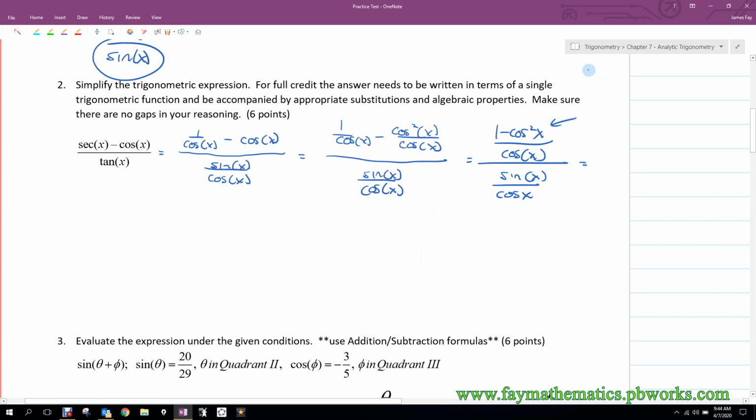That top there, from sine squared x plus cosine squared x equals 1, we can rewrite that top as sine squared x. And now fraction divided by fraction, so multiplied by reciprocal. Cancel, cancel, cancel, cancel. Leaves me just sine x on top.